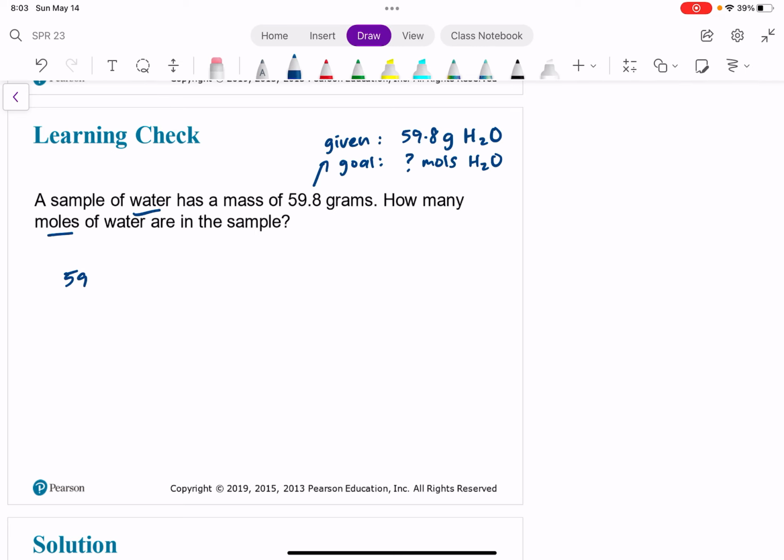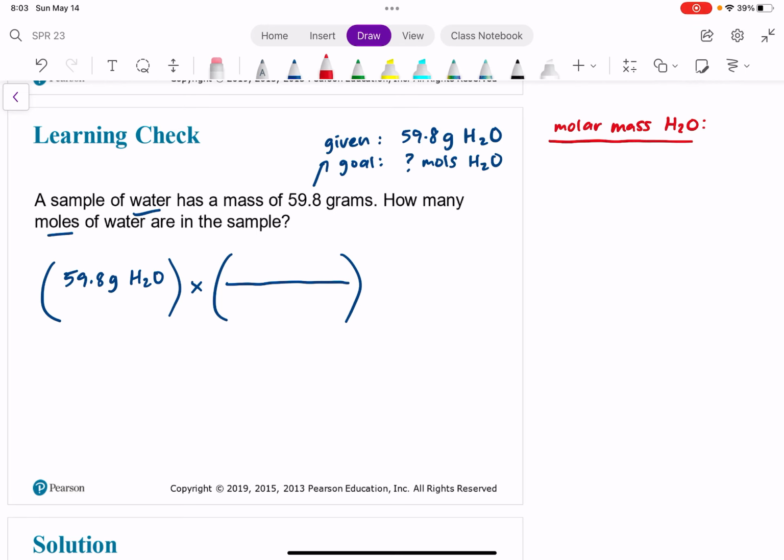All right, so again, we know how to get from grams to moles, right? So if we have 59.8 grams H2O, we're going to start with that. And we need something that connects grams and moles. What connects those two things, grams and moles? Yeah, molar mass. So we're going to have to calculate our molar mass. For what? Yeah, for water. Okay. All right, list what we have, H's and O's. I have how many H's? Yeah, 2. And O's, I only have 1.